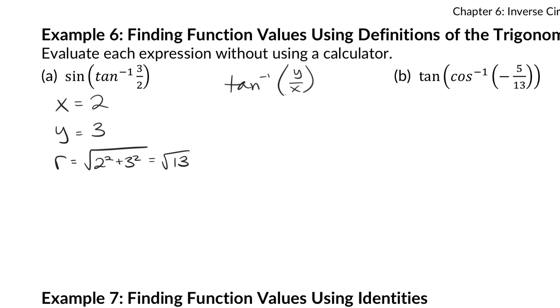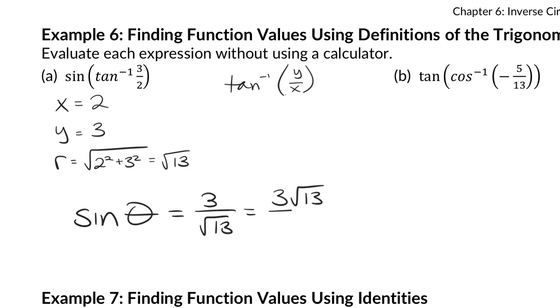Now that we have the x, y, and r from the inverse tangent of 3/2, it's just asking me for the sine of the angle. Sine is defined to be what over what? Y over r. Here's y, here's r. I just have to rationalize my denominator. This becomes 3 square root 13 over 13.